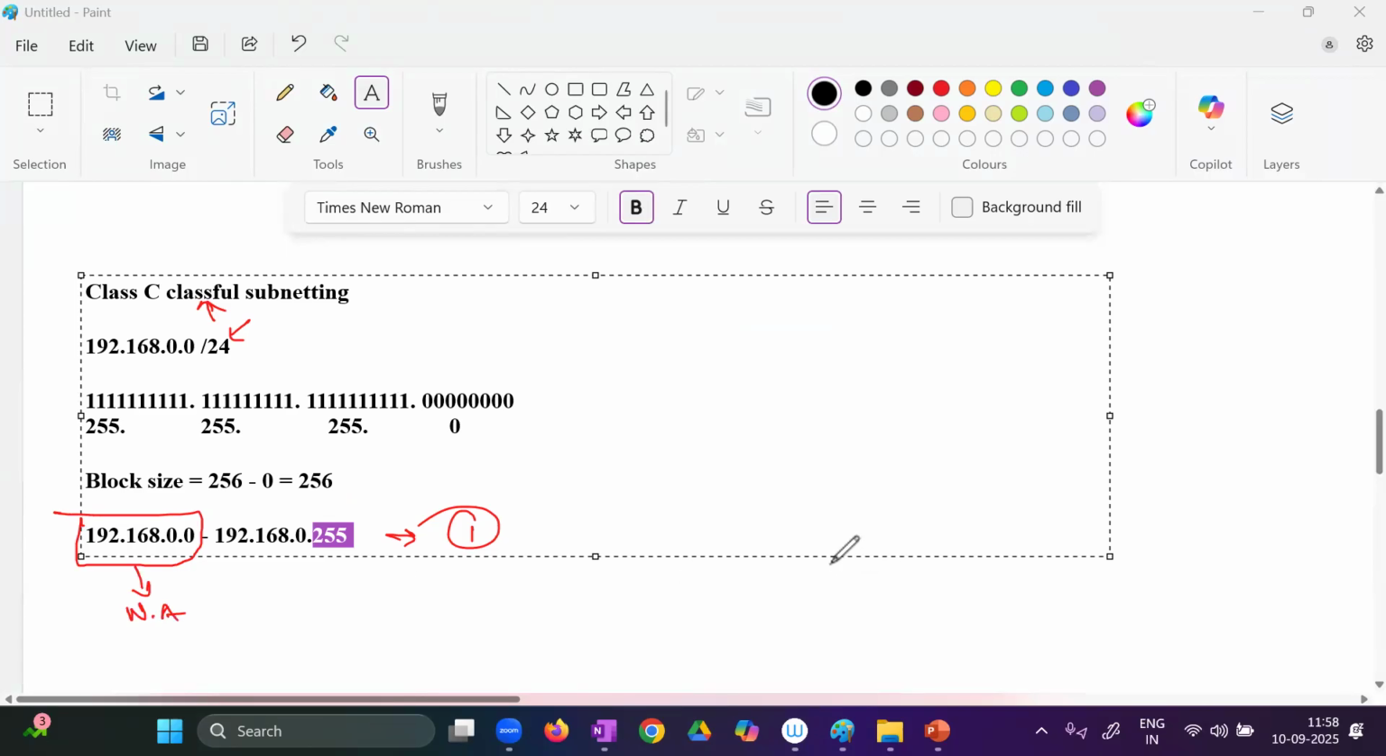This is what? Broadcast address. First one is what? Network address. Last one is what? And whatever is coming in between them is called as what? IP address.